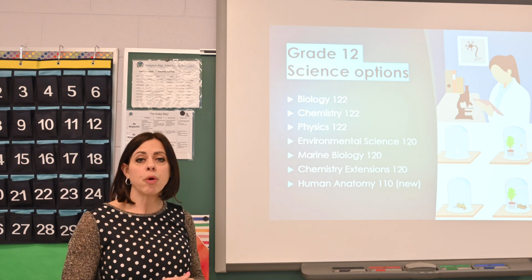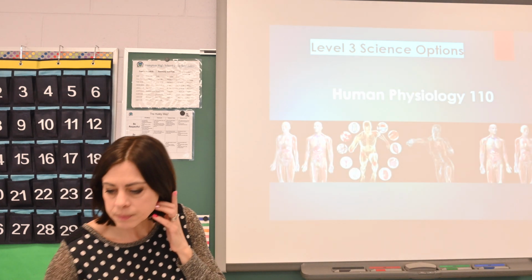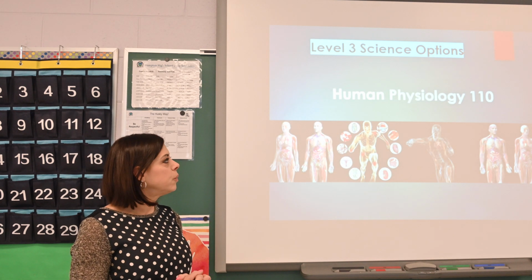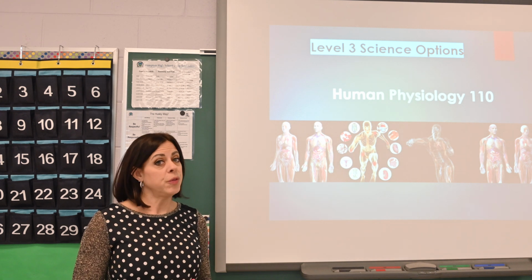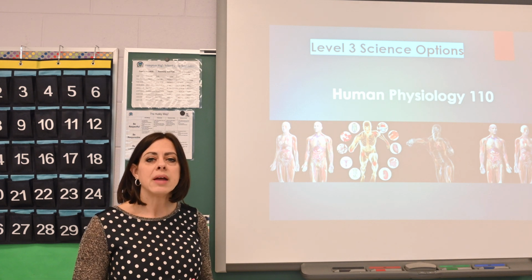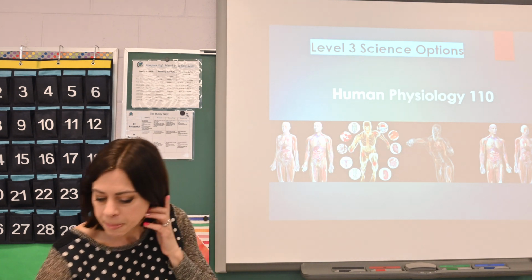Some community college programs also require some sciences. Human physiology would be our level 3 science. So for students who science is not their thing and they've struggled with that throughout high school, this would be the best option for them to get their credit.